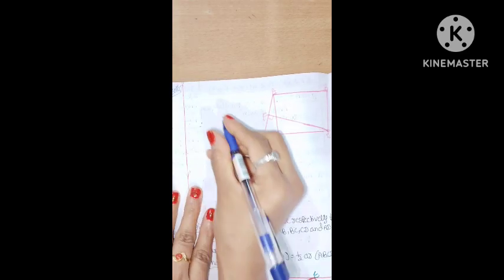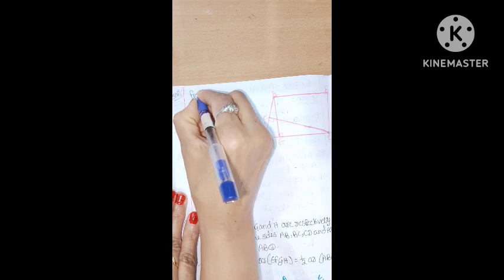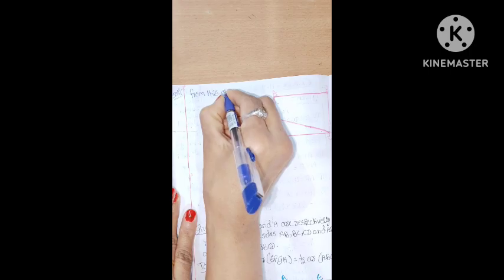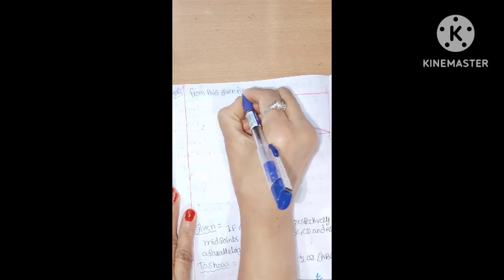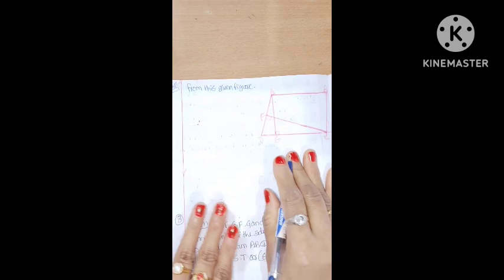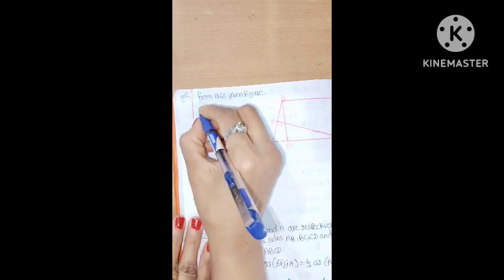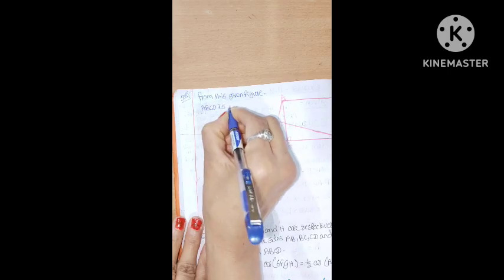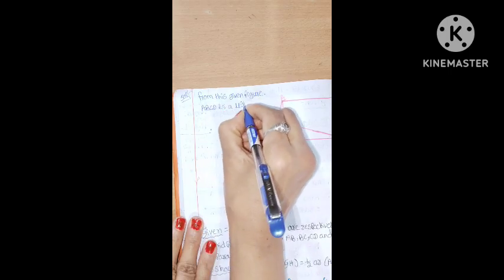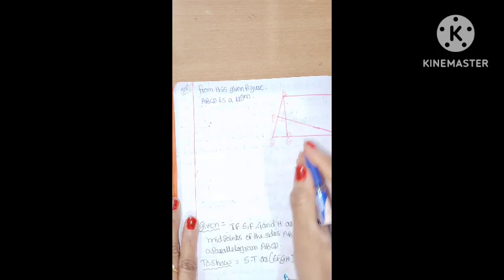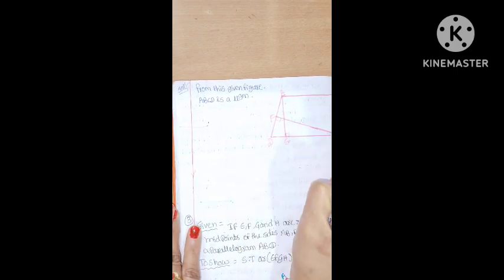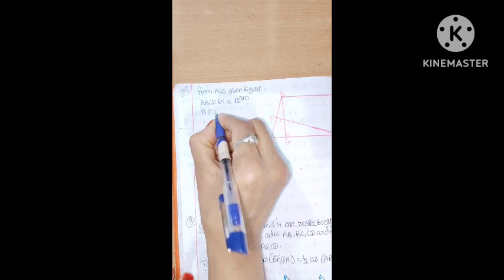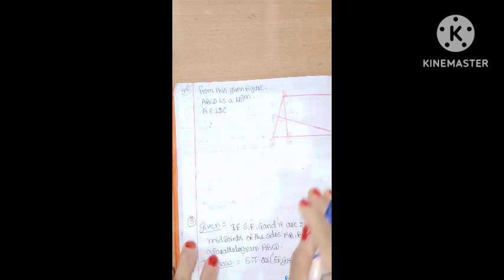From this figure, what is given? What is asked? From this given figure, what is given? Here ABCD is a parallelogram is given. Parallelogram is given. And next, what is given? AE is perpendicular to DC is given.